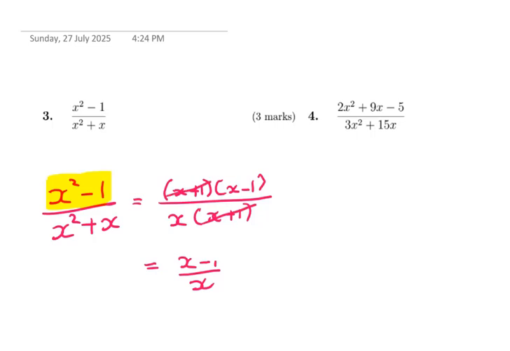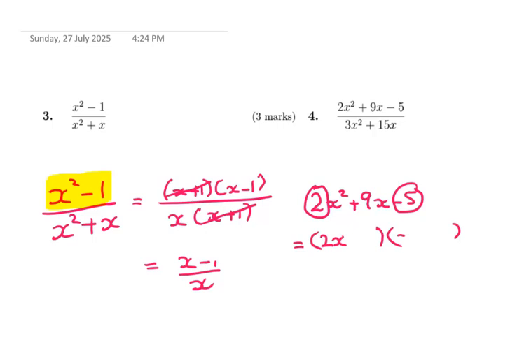Okay, question 4. Well, let's look at 2x squared plus 9x minus 5 and see how we can simplify that one. The key thing again to do is to factorize the numerator and factorize the denominator. To factorize 2x squared plus 9x minus 5, some of you will be able to do that straight away just by looking, because the 2 and the 5 are both prime numbers. So there aren't too many choices to make.